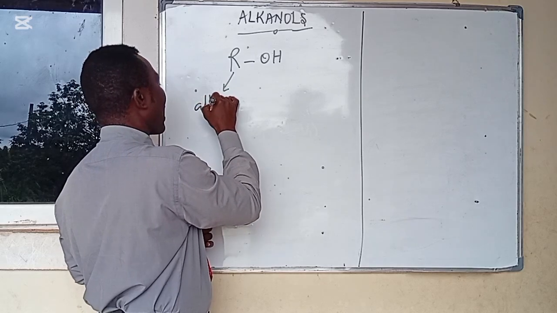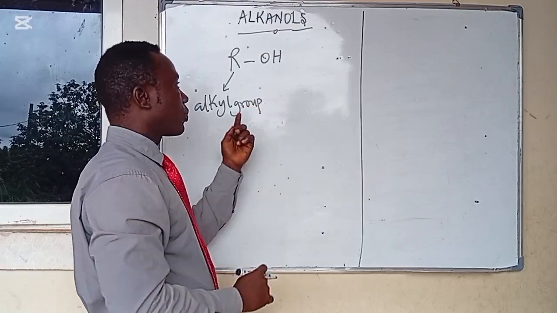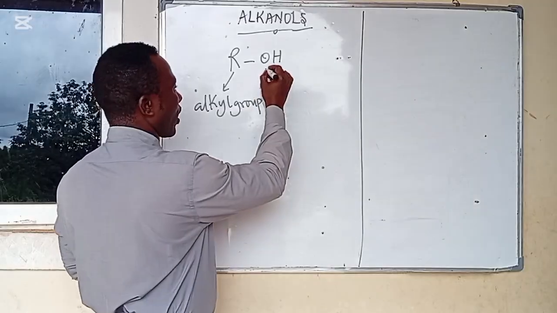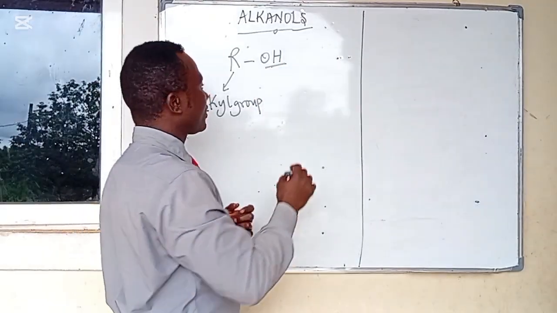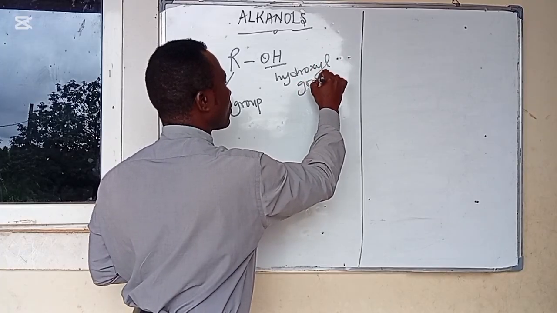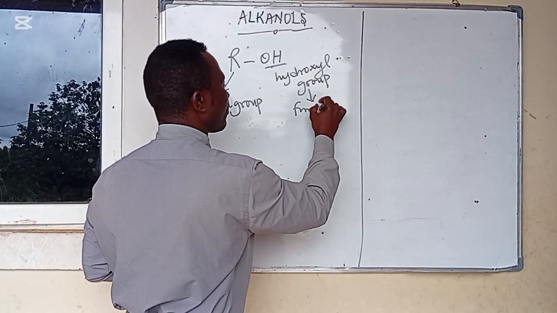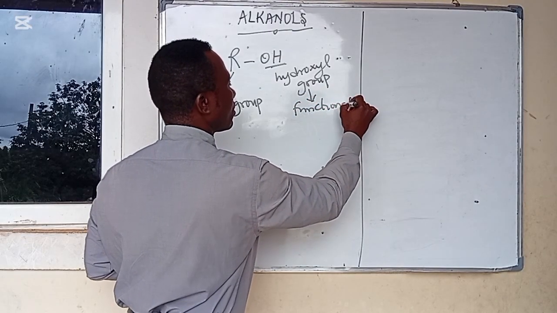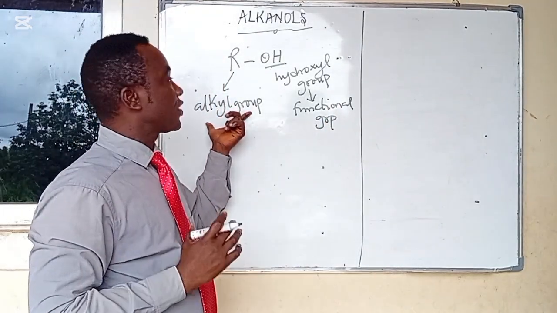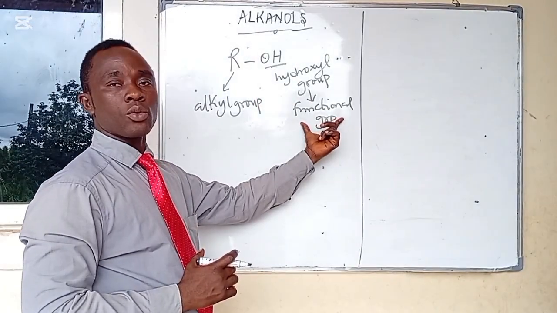This is the alkyl group. The alkyl group of the alkanols determines their physical properties, while the OH here, what we call it is the hydroxyl group. This hydroxyl group is their functional group.